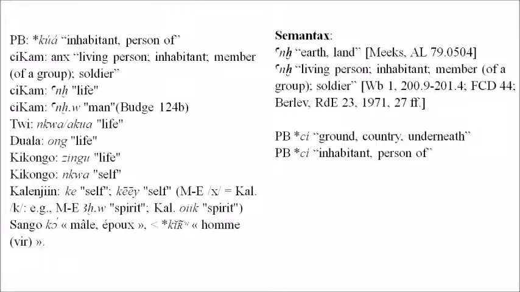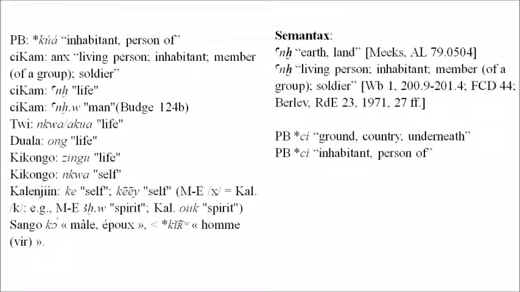In Kikongo again, Inkwa, self. And it also means life. In Kikuyu, they say K without the N prefix. The N is also a prefix. They say Ke, self. And there's a certain semantics that exists in Bantu or Chi-Bantu and Egyptian as well. So the word Ankh also means earth and land, as well as living person, inhabitant, member of a group, or a soldier.